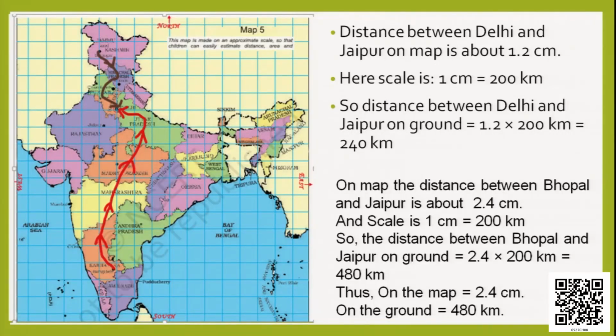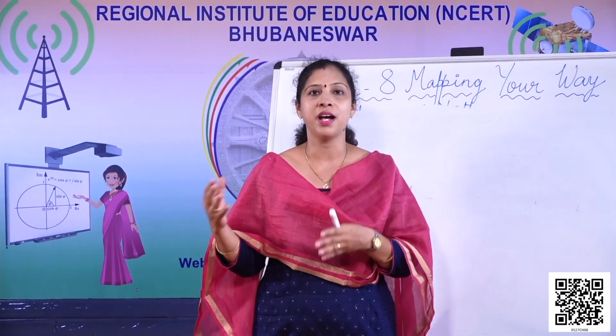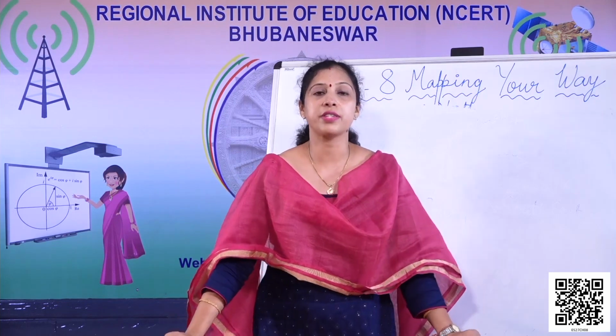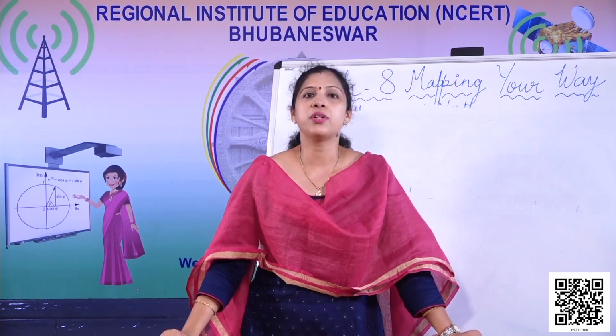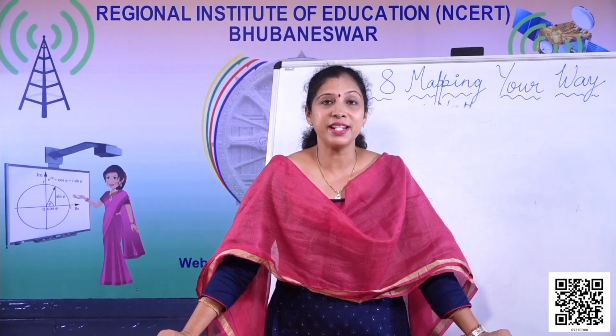Now the distance between Delhi and Jaipur on the map is 1.2 centimeter. Here the scale is already, as I told you, 1 centimeter is equal to 200 kilometer. So how will you find out? Simple. Just multiply the map distance and the scale. So, the distance between Delhi and Jaipur on the ground is 1.2 into 200 kilometer, which is equal to 240 kilometers. Now, do you know how easy it is?